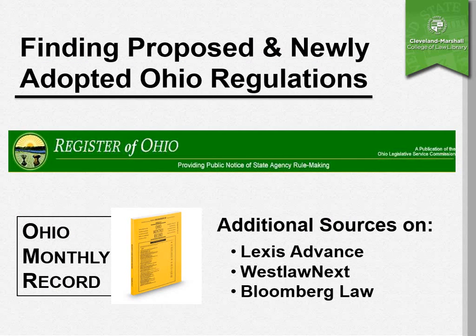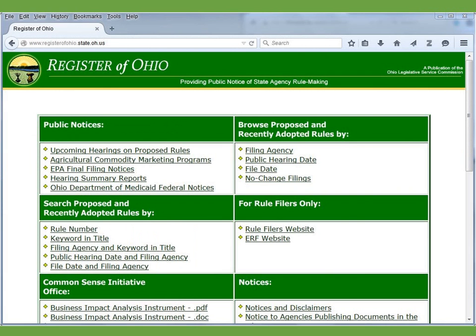The Register of Ohio is the official gazette to notify the public about proposed and adopted Ohio regulations. It is freely available on the web. Other resources for finding proposed and adopted regulations are the Ohio Monthly Record and several source files on the major legal research systems. This is the Register of Ohio homepage. You can browse or search here.